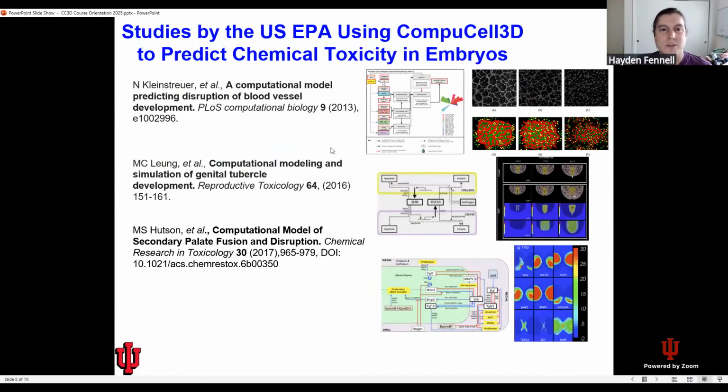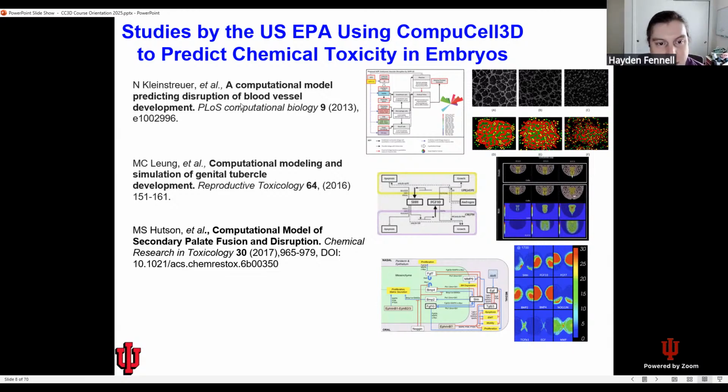CompuCell has also been used in a number of toxicology studies in conjunction with the EPA. For example, a computational model predicting disruption of blood vessel development at different chemical concentrations. So the blood vessels actually break up, fall apart, depending on the chemical concentration at certain stages.